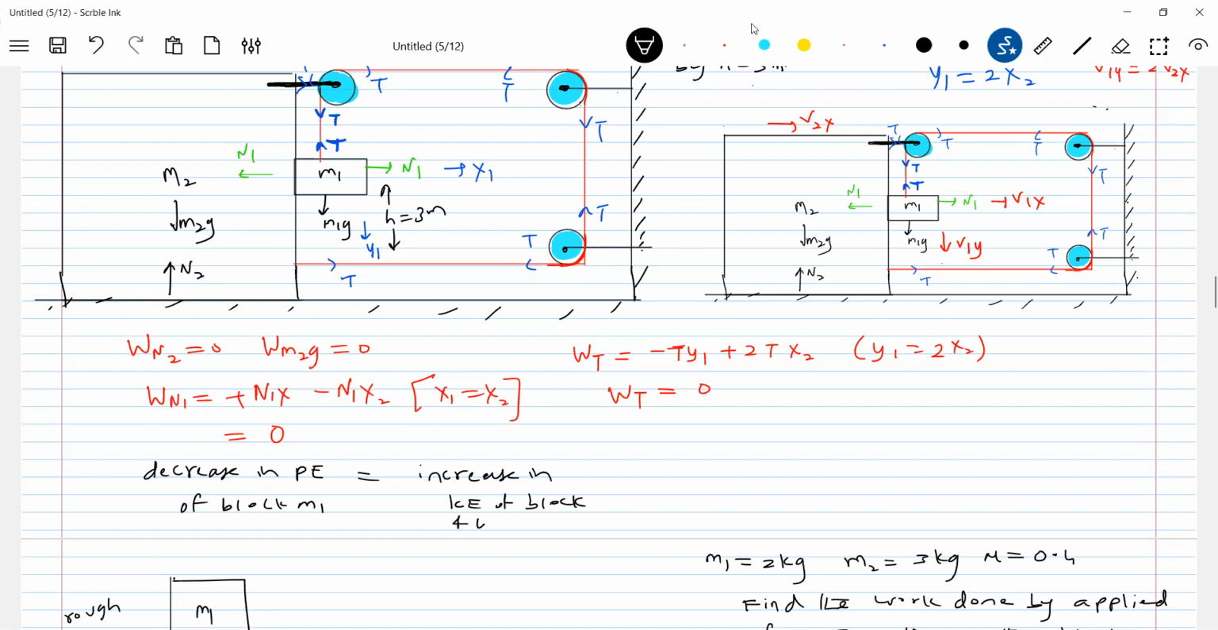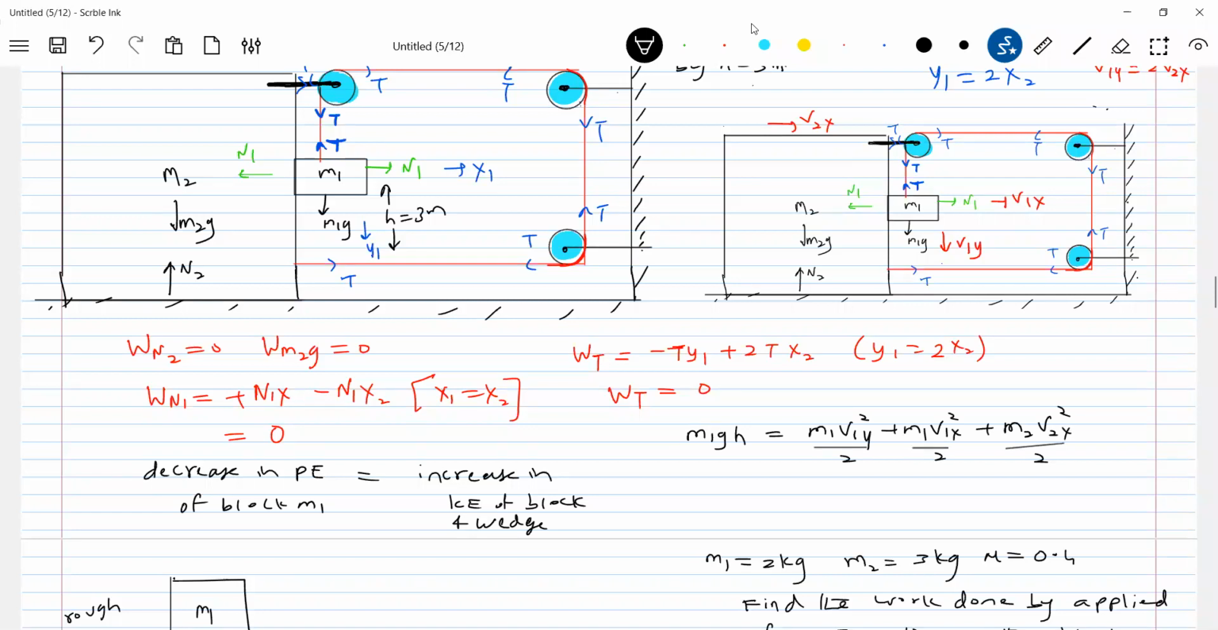So what is the decrease in potential energy? M1GH. That's what we took, no? That should be equal to what? M1 V1Y square plus M1 V1X square plus M2 V2X square. But all three are unknown, no? What to do? Take help of the constraint equation.